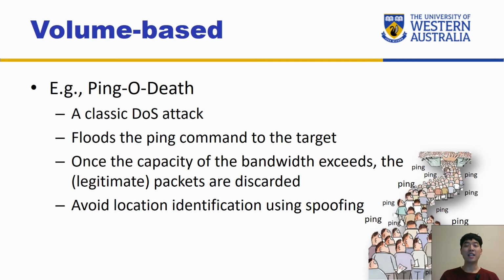Basically, this is a classic denial of service attack, which was in the 80s, I believe. Basically flooding the ping command to the target. Once the capacity of the bandwidth is exceeded, the packets are discarded. And you can again avoid being identified by spoofing your location. Why did it work?